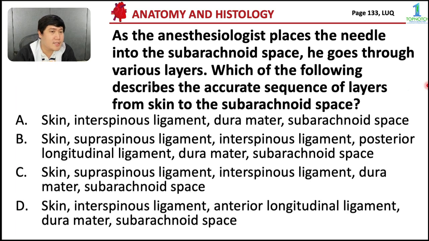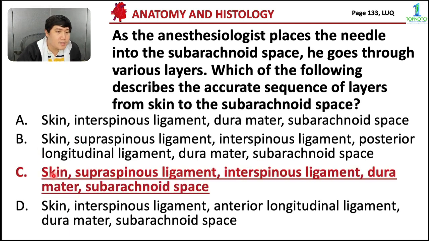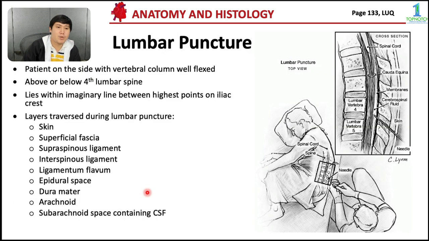Next, as the anesthesiologist places the needle into the subarachnoid space, he goes through various layers. Which of the following describes the accurate sequence of the layers from skin to the subarachnoid space? So from the skin: supraspinous, interspinous, dura mater, subarachnoid space. For lumbar puncture, the patient would be in a side-lying fetal position, and then use the highest points of the iliac crest.